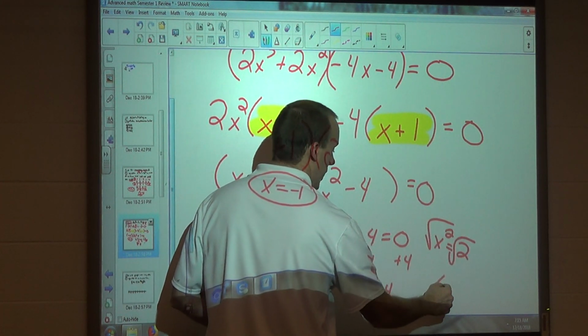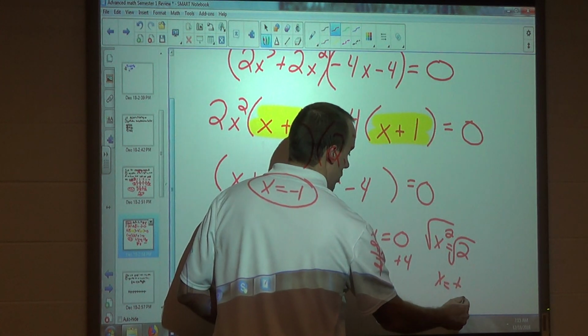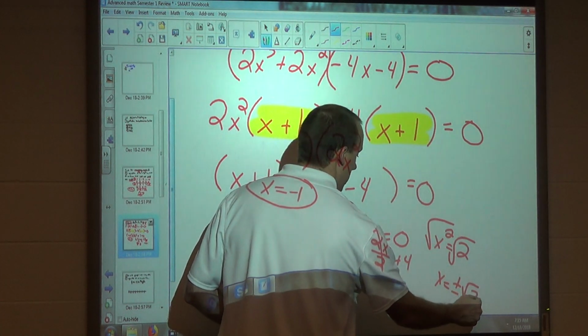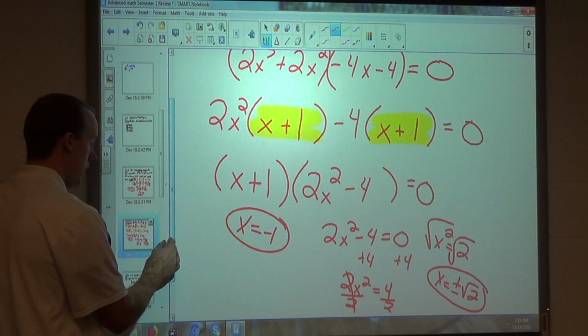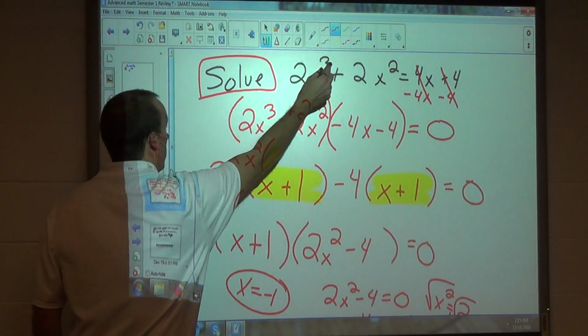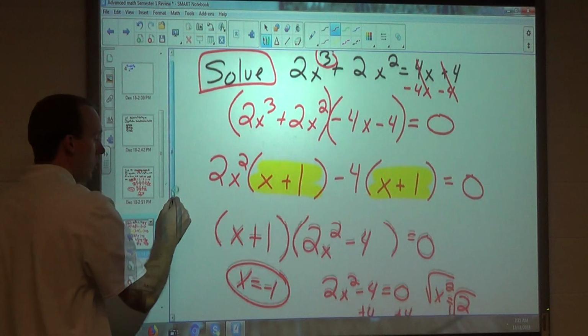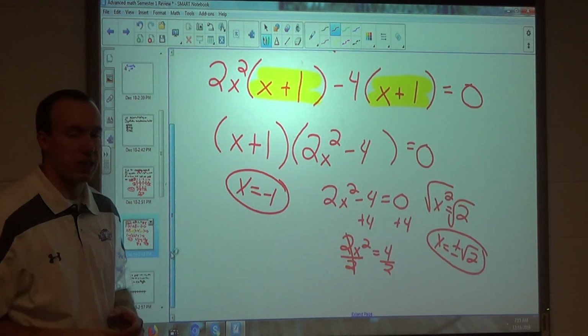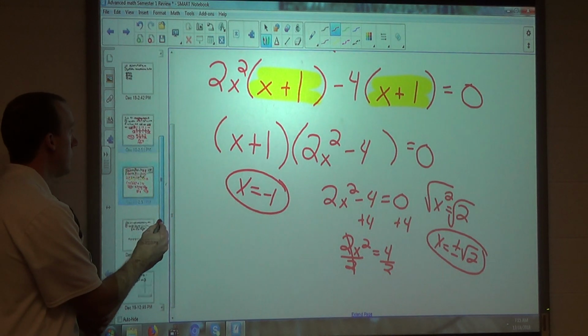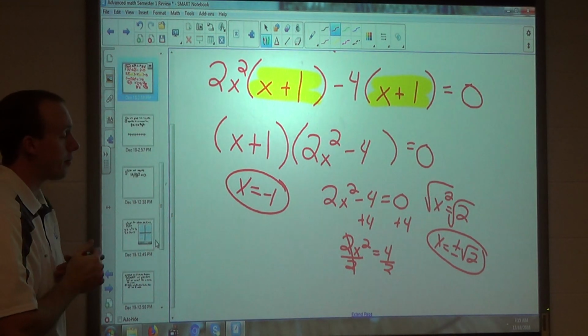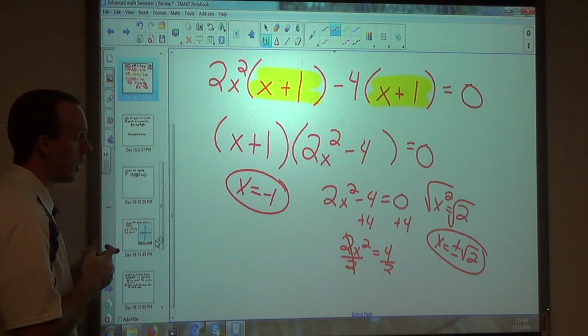And how many answers do we get here? 2 of them, plus or minus square root 2. Okay, and how many answers should have I gotten in this problem? 3 of them. So those are 3 zeros of the function, or 3 spots where that graph will cross the x-axis. Questions on that?